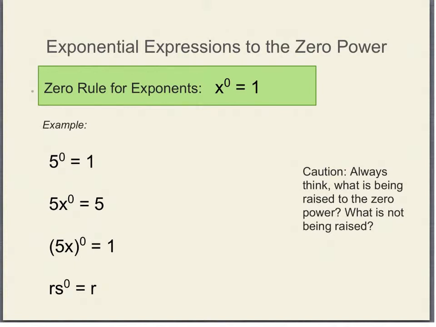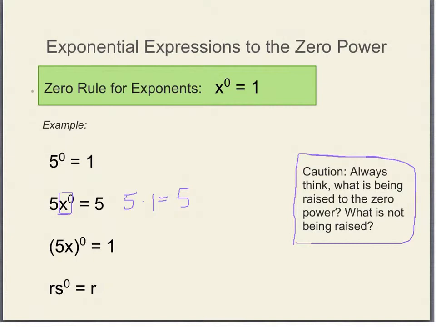Exponential expressions that are raised to the 0 power. Anytime an expression is raised to the 0th power, it equals 1. So 5 to the 0th power equals 1. But we really have to always wonder, what is being raised to that power? So in our second example, 5x to the 0th, only that x to the 0 is being raised to the 0 power. So that equals 1. So in essence, you have 5 times 1, which equals 5.